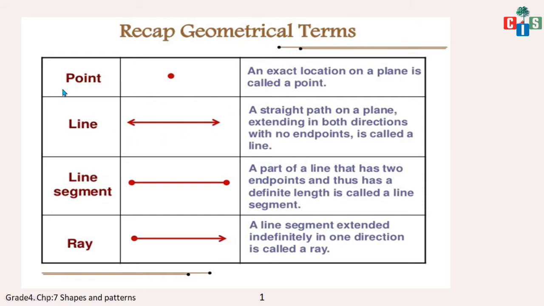Fine. So first of all is point. Point, as you know, it is a dot. Okay. Now what is the exact definition? An exact location on a plane surface is called a point. Exact location matlab exact position on a plane surface, matlab a flat surface I can say, is known as a point. Fine, it is an exact point. Okay, and it is denoted by a capital letter. This is known as point A.